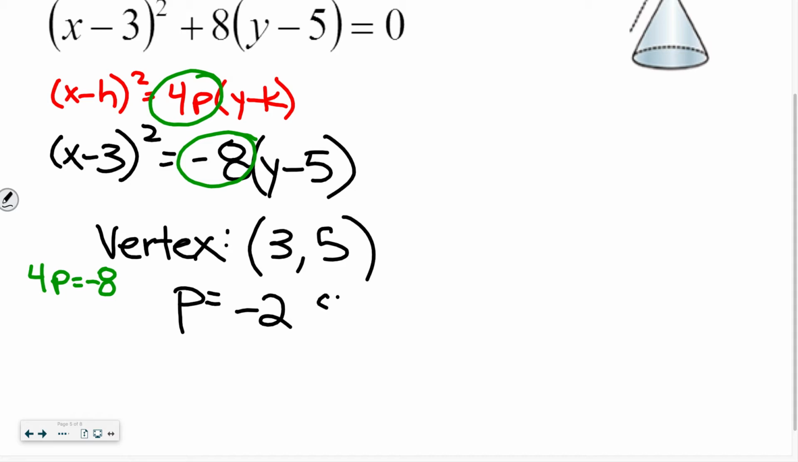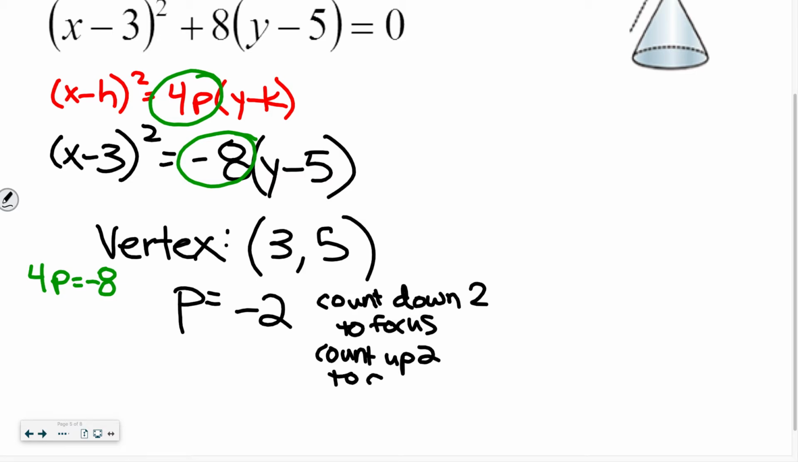So I'm going to write off to the side here: count down to the focus. And I could also say at the same time, that means I'm going to count up to the directrix. So do you think that might be helpful? Jot that down.